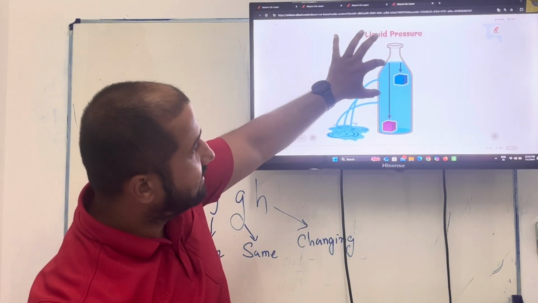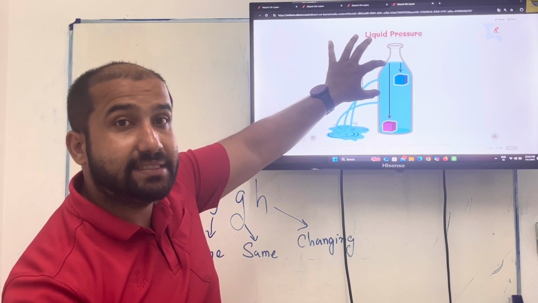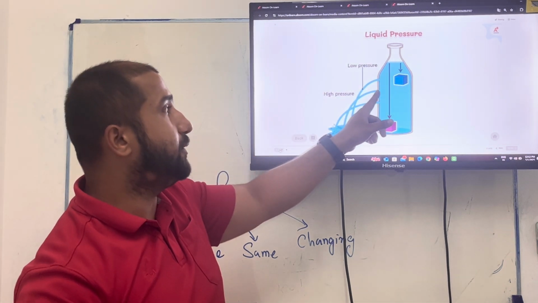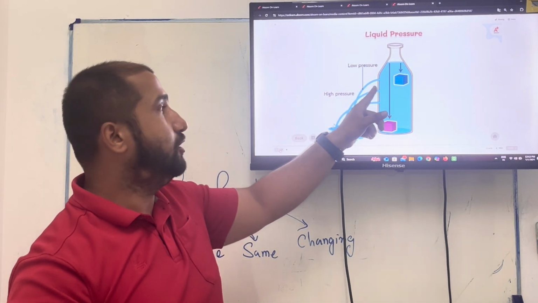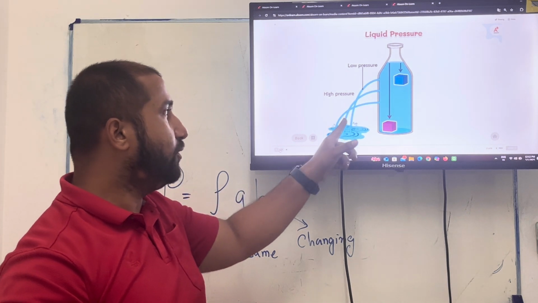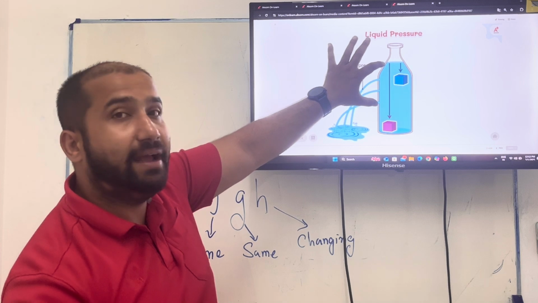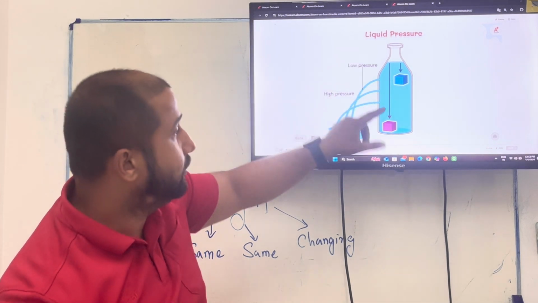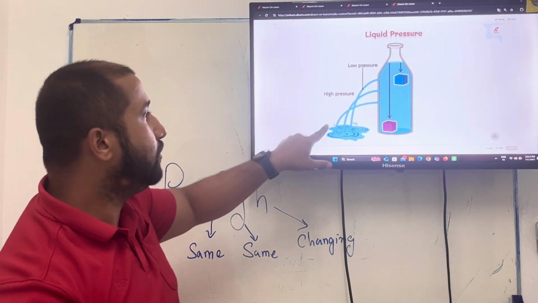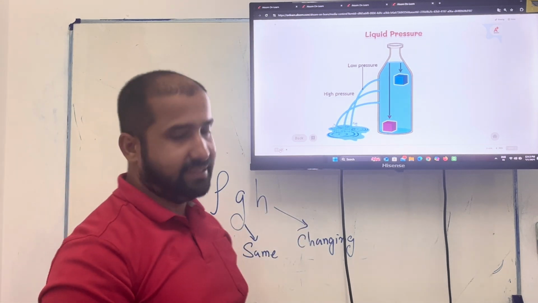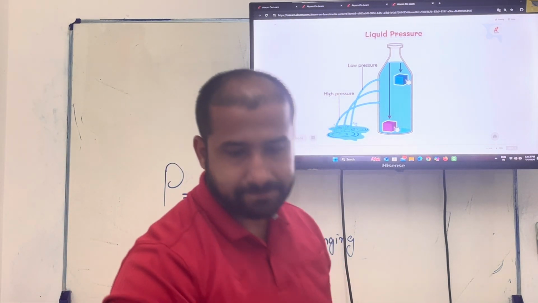In this case, the depth slightly increased. That means there is more liquid pressure on the wall of the bottle. That means the water will come out a little bit further. And at the highest depth, it will have the highest amount of liquid pressure. That means the water will come out the farthest in this case. Okay?